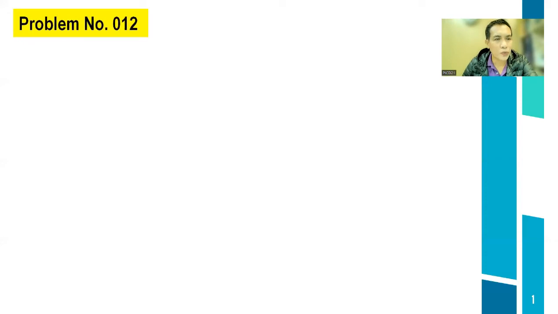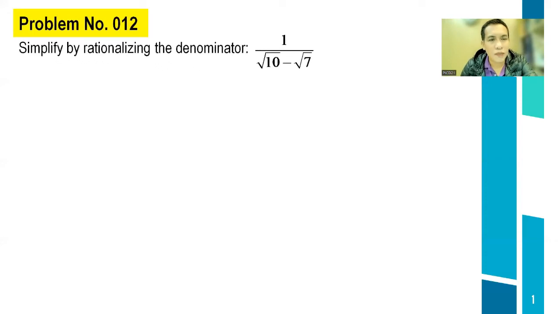Problem number 012. Simplify by rationalizing the denominator of 1 over the square root of 10 minus the square root of 7.